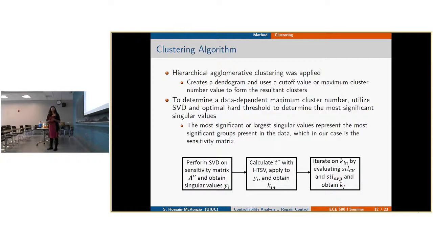within each line flow group, we developed an algorithm that used singular value decomposition, SVD, and optimal hard threshold to determine the most significant singular values, using the interpretation that the most significant, or largest, will represent the most significant groups present within the data, which is our sensitivity matrix. And so we use that as the initial guess for the number of clusters. This just summarizes that process, and I'm not going into too much detail here.